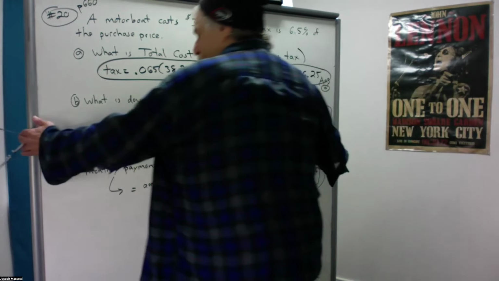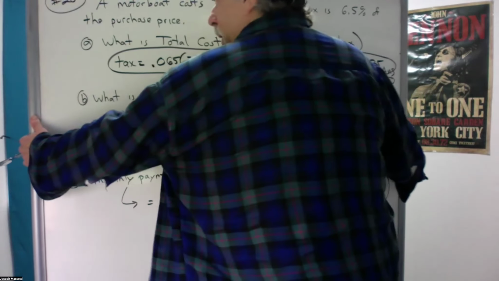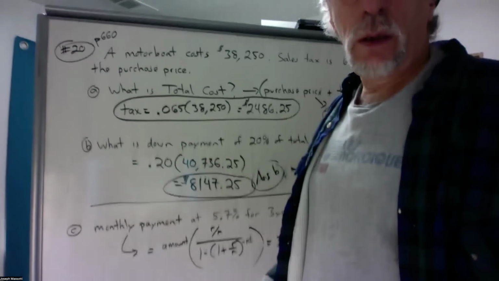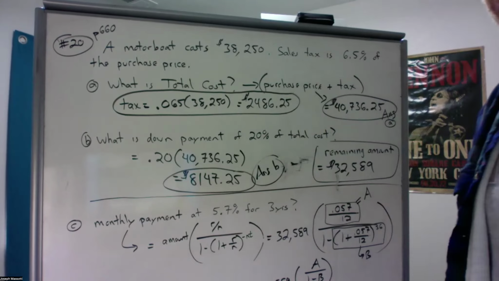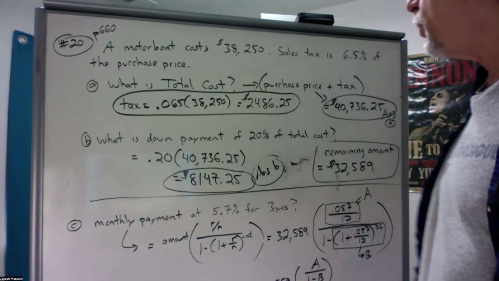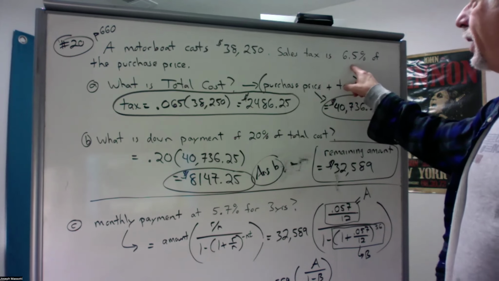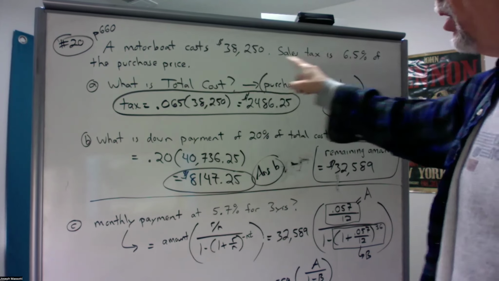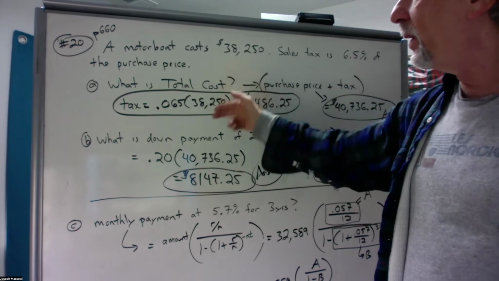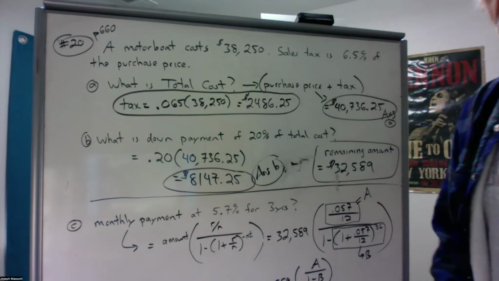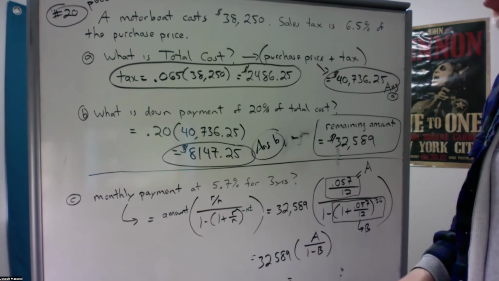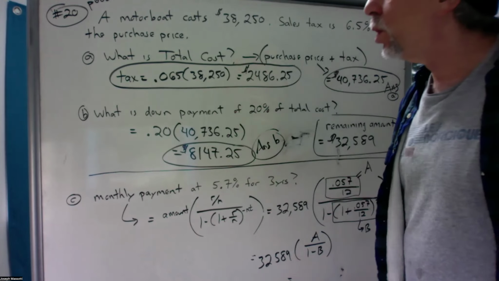And this one is number 20. We are purchasing a motorboat for $38,250. We're told the sales tax is 6.5% of that purchase price. And then we're asked 3 questions concerning this situation. So the first question is, what is the total cost?